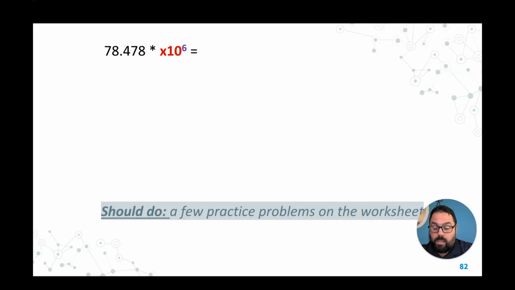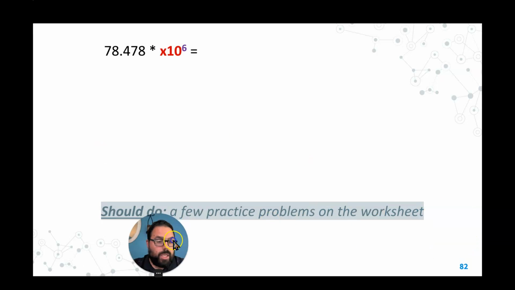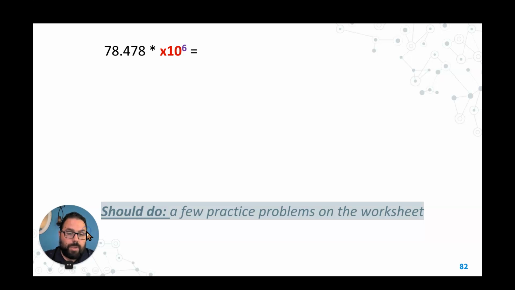So let's practice this a little bit. And I want to let you know there are some worksheets. You can get as many as you want. I have a bunch of variations to try these on your own, but follow along with me on this one now.